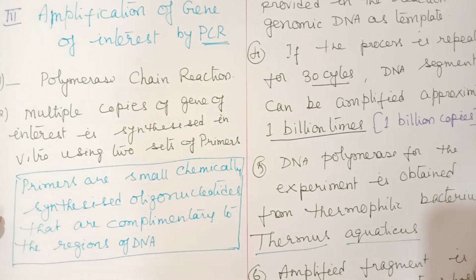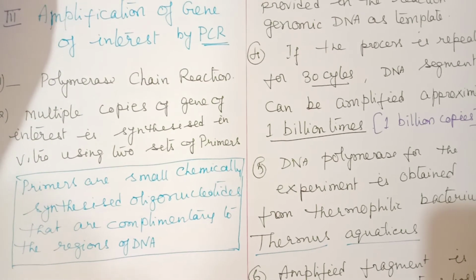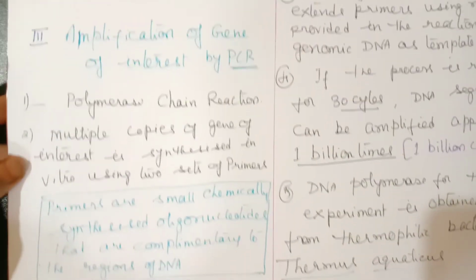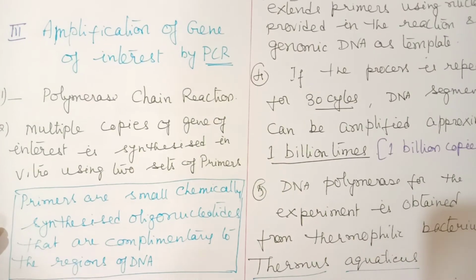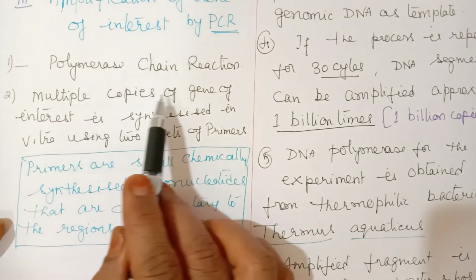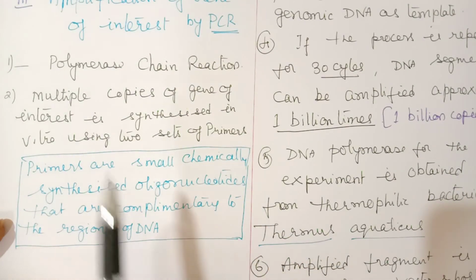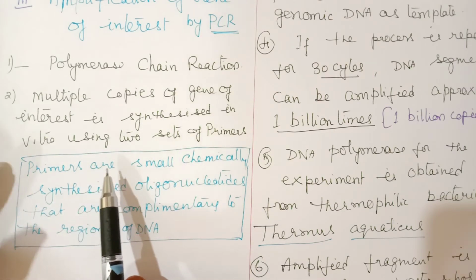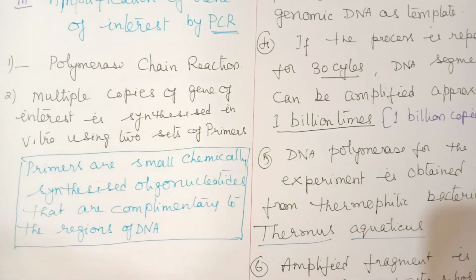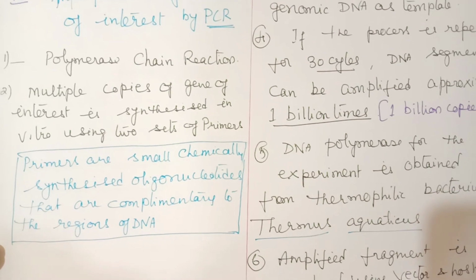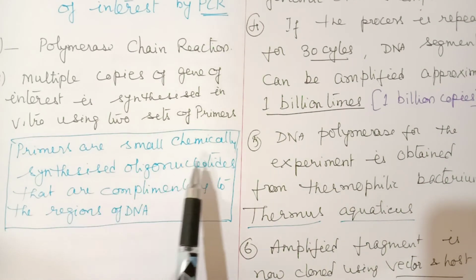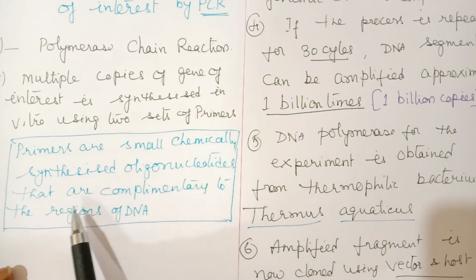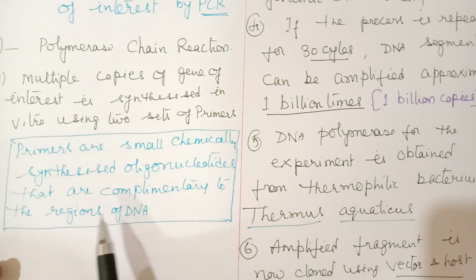So now we will see what the technique of PCR is. Let us see the PCR technique, that is, amplification of the gene of interest. It is also called polymerase chain reaction. Here multiple copies of a gene of interest are synthesized in vitro using two sets of primers. Now, what are primers? They are small chemically synthesized oligonucleotides that are complementary to the regions of DNA.